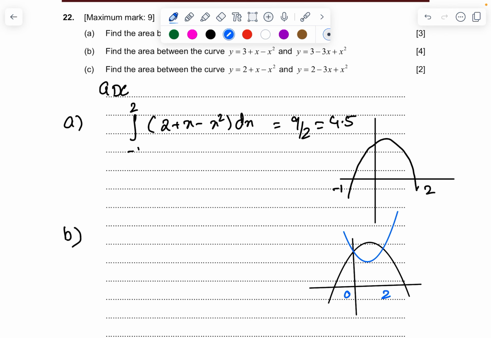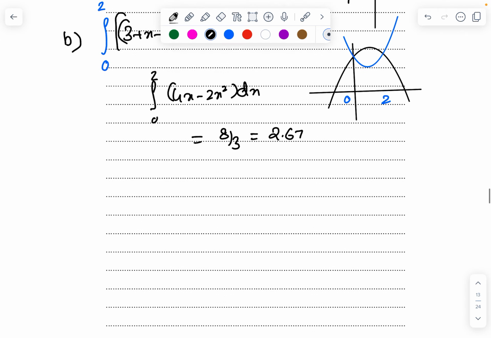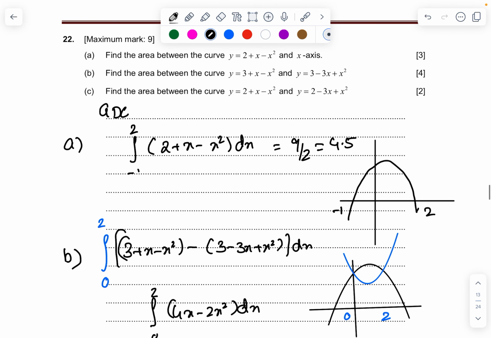Oh, the solution, let me check that. So integral 0 to 2, upper curve minus lower curve. Upper curve is 3 plus x minus x square, minus lower curve is 3 minus 3x plus x square. Then it is dx, so it becomes integral 0 to 2 of 4x minus 2x square dx. So it's going to be 8 upon 3, which is 2.67. Find the area between the curves, the area between these two curves.